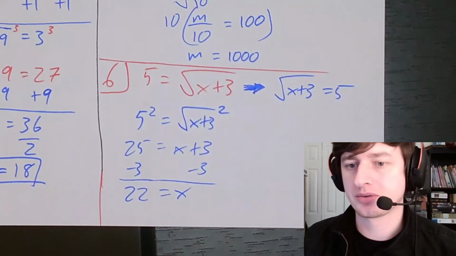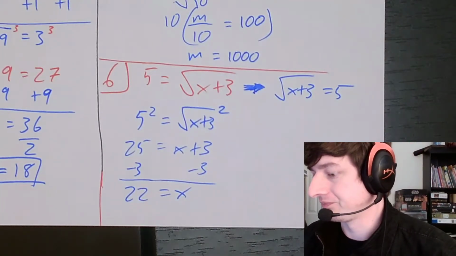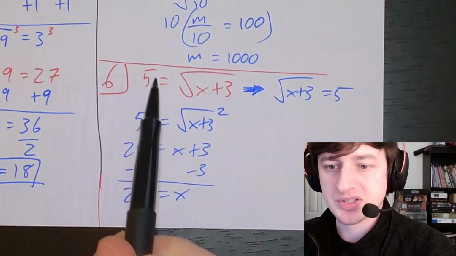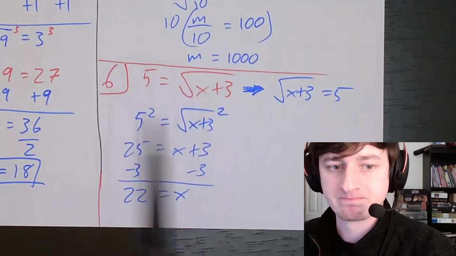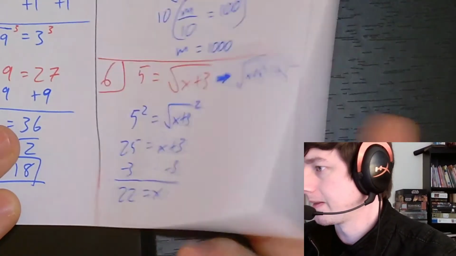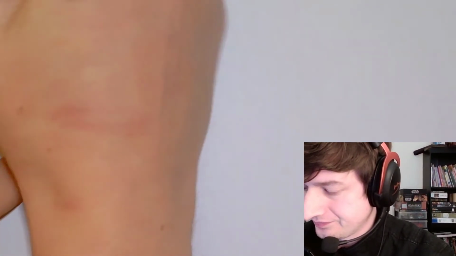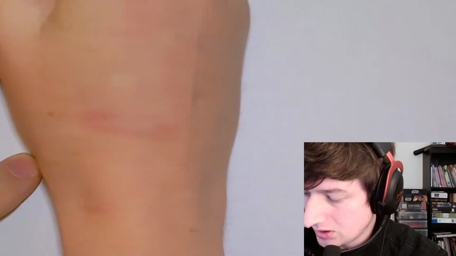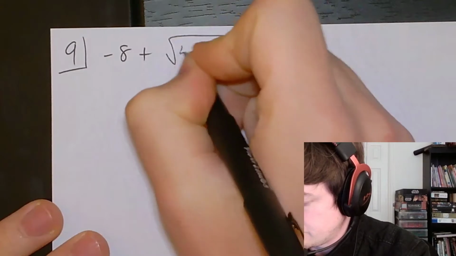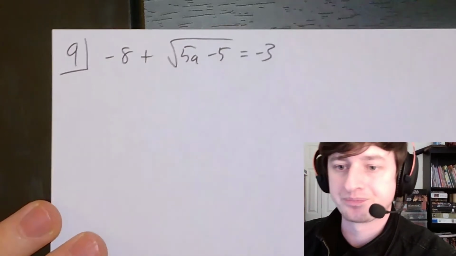Let's do number 9 next. I feel like some of us have already moved on past that one, but that's fine. Okay, so it doesn't matter which side of the equal sign we have stuff on. It's the same on both sides. Equals means equivalent either way. Which one did I say? Number 9. 9 is negative 8 plus the square root of 5a minus 5 equals negative 3.